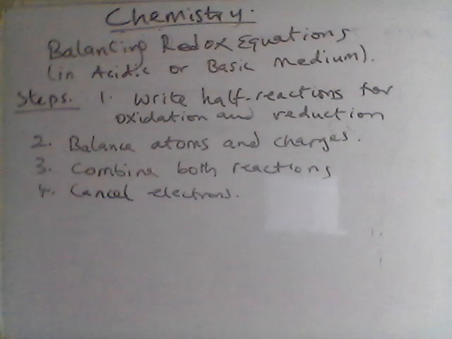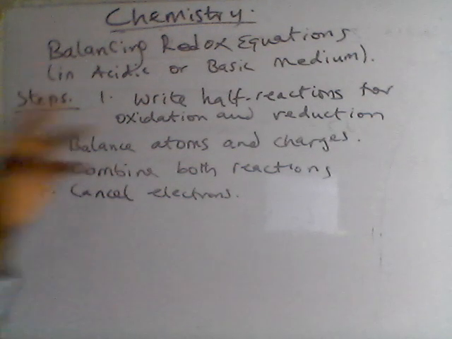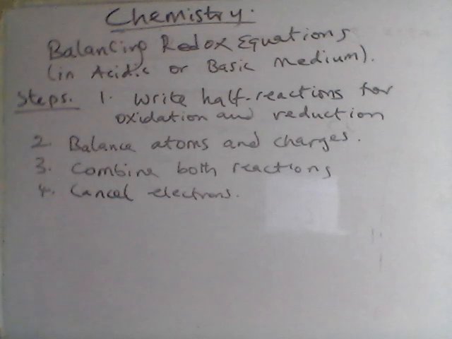Okay, so we're going to be balancing redox reactions in acidic or basic medium. We'll do some examples, but there are some steps we need to understand. If we are given a reaction to balance using redox equation notation, the first thing you do is write the half reactions. Half reactions are reactions showing electron loss or gain. So write the half reactions for the oxidation and reduction. That's the first one.